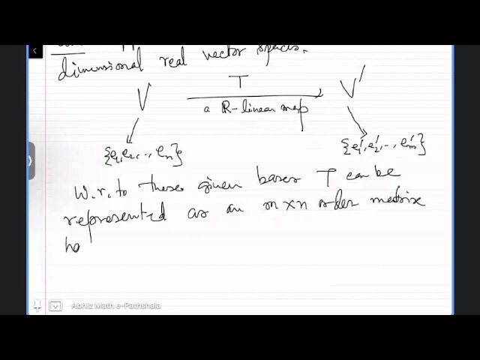So suppose we are denoting the matrix by A_T. So that is, A_T will be the associated matrix of T corresponding to the given bases.